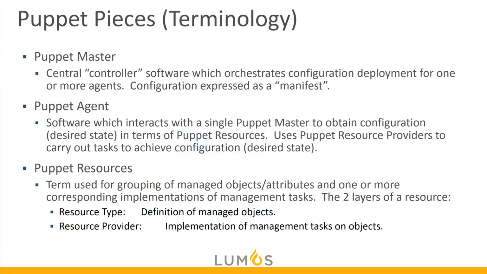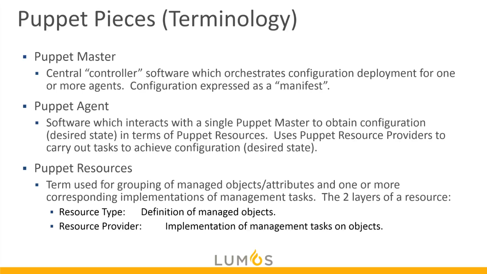So again, we've already talked about some of this terminology, but the various pieces, we have our Puppet master, which is essentially the central controller software. It orchestrates the configuration deployment for all of the agents, and these are expressed as what is called a manifest. The agent is the software which runs on the VM or the switch or the router, and it talks to a single Puppet master to obtain and grab its configuration, the desired configuration, and understand what Puppet resources should be involved.